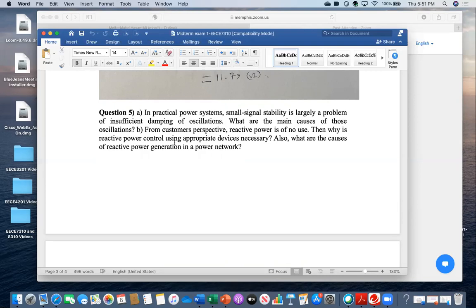Consequently, because of such losses, system efficiency will be low. And because of the low power factor and voltage drop, voltage regulation will be poor. That is the reason we have to control the reactive power, even though it is of no practical use to us. Also, what are the causes of reactive power generation in a power network?